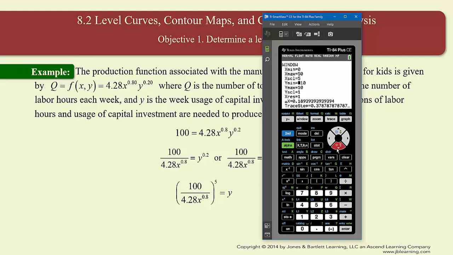Since y represents the weekly usage of capital investment, it doesn't make any sense for y to be a negative number. So I can tell you that I'd always have y min being 0. And my y max, you know what? I'm just going to go with 600. And I'll scale by 60s. So I'm going to hit graph. Hopefully I see something. If I don't see anything, then I'm going to have to come back and adjust my viewing window. Okay, so there's the graph.